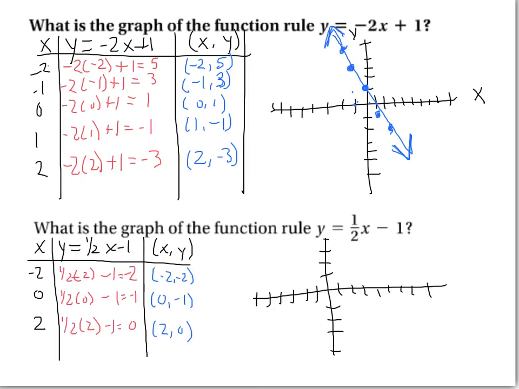So when I made my table, I only picked 3 points, and I made sure that they were a multiple of 2. Why did I do that? Because of this 1/2. The reason I picked multiples of 2 is because when I multiply it by 1/2, I'm still going to get a whole number. So now I'm going to plot my points. So over to the left 2 and down 2 is my first point. 0, negative 1 is my second point. And 2, 0 is my third point. And I connect those points and make sure to write arrows at the end of my line.